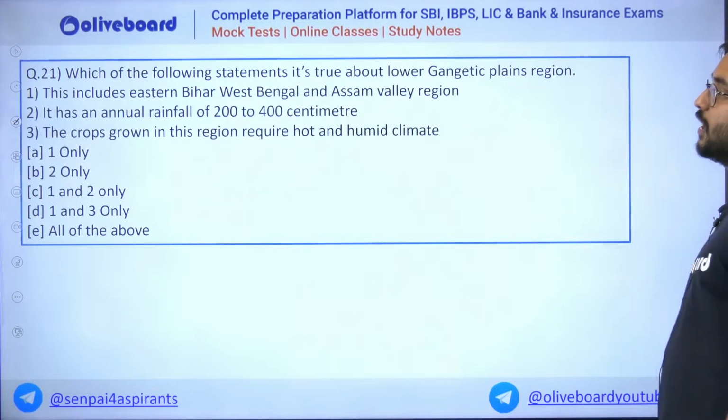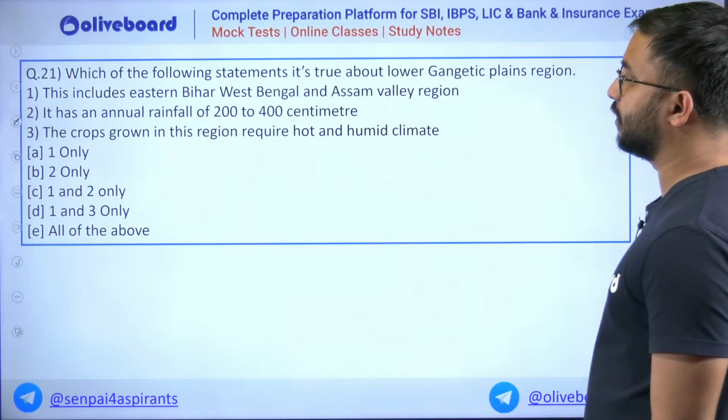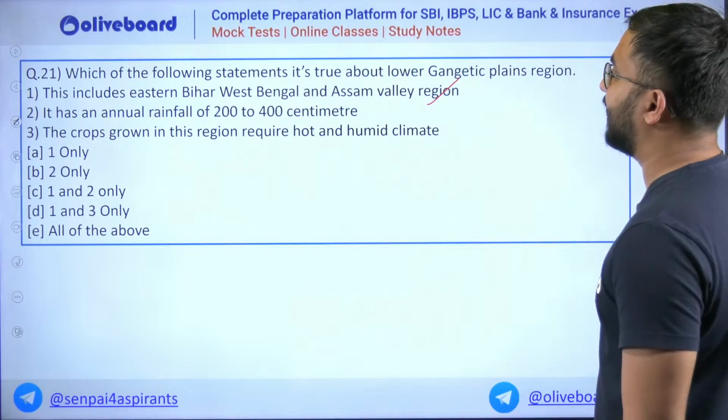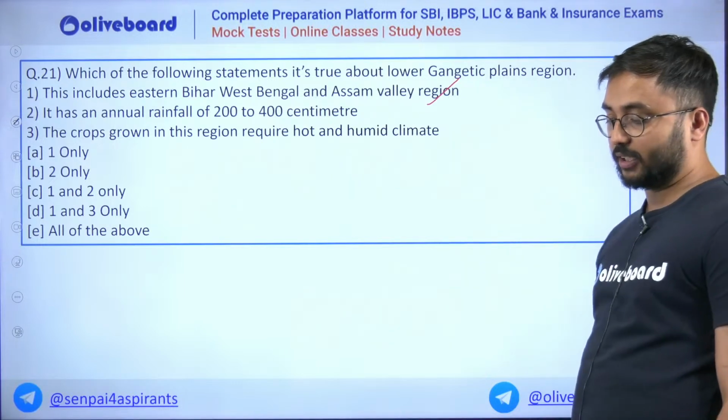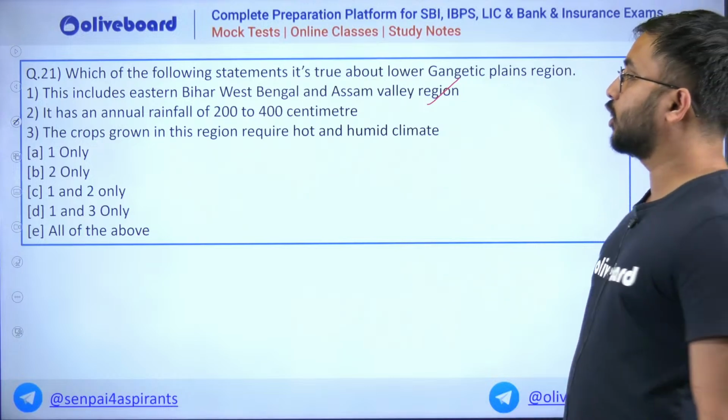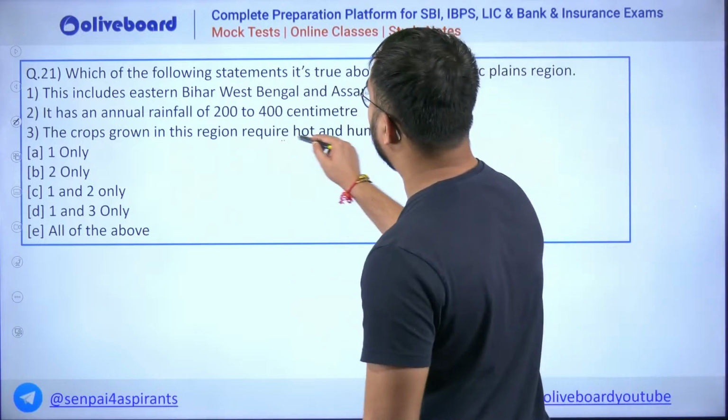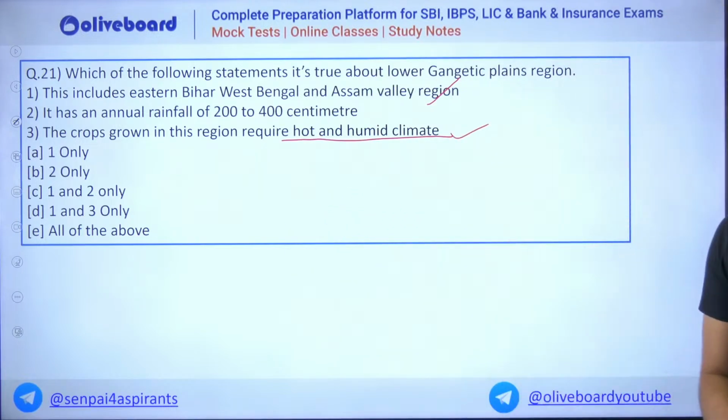Which of the following statements are true about lower Gangetic Plains region? It includes eastern Bihar, West Bengal and Assam Valley. It has annual rainfall of 200 to 400 centimeters, and the crops grown in this region require hot and humid climate. Answer please.